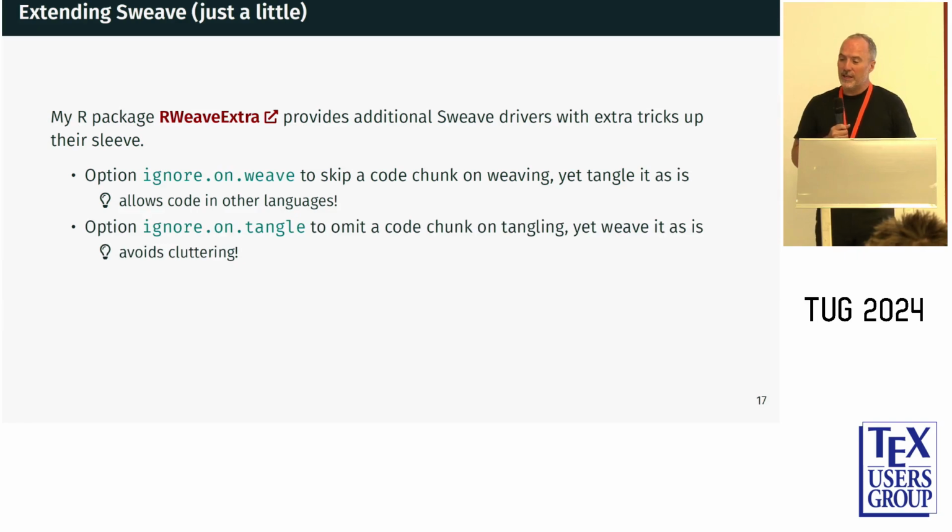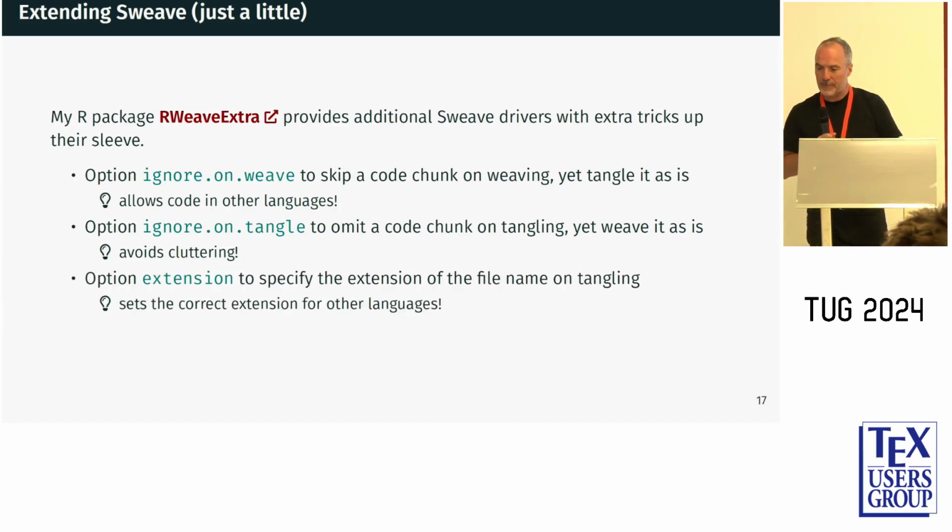Ignore on tangle can ignore a code chunk on tangling, yet weave it as is. So it's just a way to avoid cluttering the file system, because otherwise tangling will create one file per code chunk. And there are some code chunks that I know I don't want to be saved as files, so I can just say, well, ignore this one, don't tangle it, I don't need it.